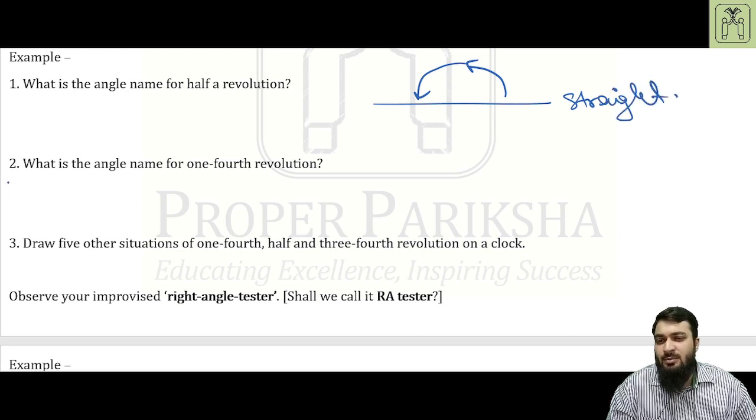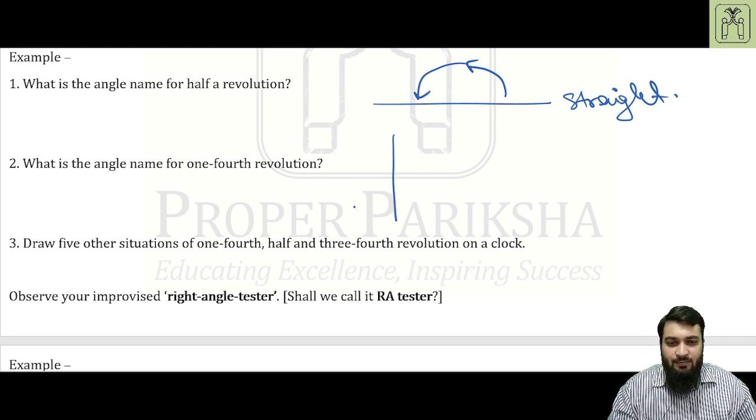Coming to question number 2, what is the angle name for 1/4 of a revolution? 1/4 of a revolution, as I've already told you, when the teacher catches you sleeping and says sit upright, then it is the 1/4 of the revolution and it is known as the right angle. Okay.